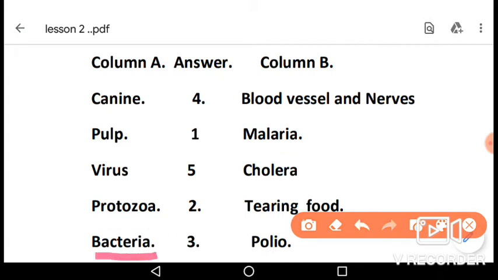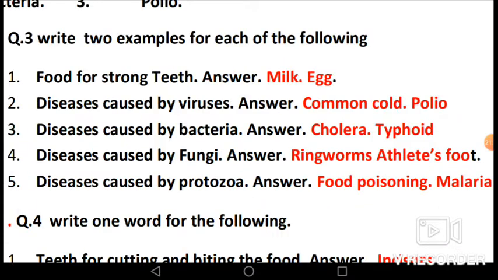Next is bacteria, which is a harmful microbe and causes diseases such as typhoid and cholera. So here cholera is the name of the disease and bacteria is the harmful microbe. Now let's see, write two examples. First, food for strong teeth. The answer is milk and egg. Milk and egg are the examples of food for strong teeth.